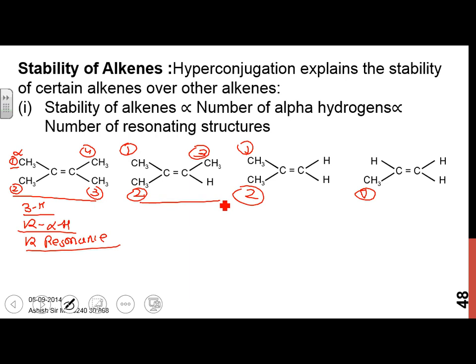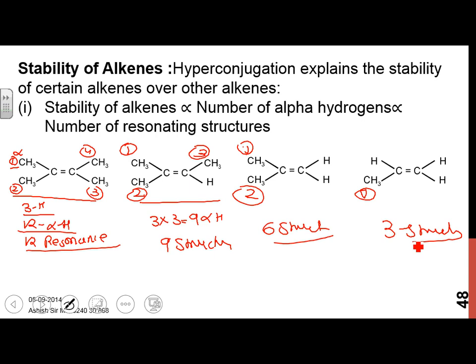But in this alkene, we have only 3 alpha carbons, consecutively 3 into 3, 9 alpha hydrogens. So 9 resonating structures. This one has 6 resonating structures because of these 6 alpha hydrogens, and this one has only 3 structures. So depending upon the number of alpha hydrogens and number of resonating structures, the stability of alkene changes. Is that understood? Are you following?